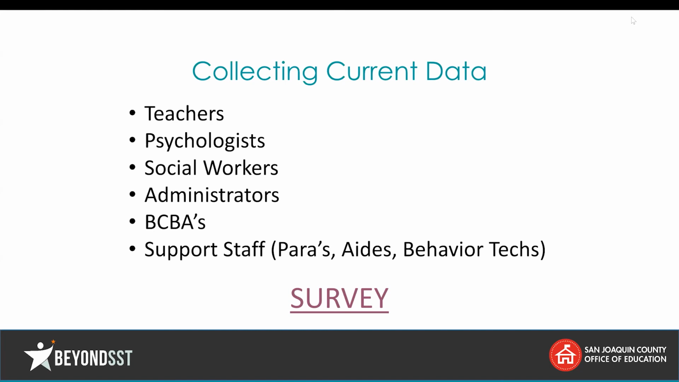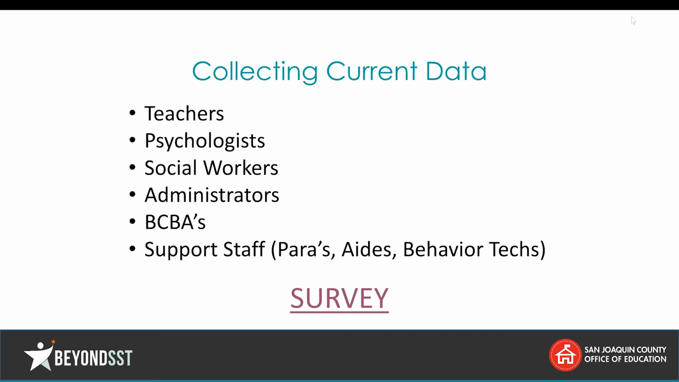So we asked for their email address. We asked what school site they're at. And then we asked them to list the academic interventions that they provided at their school, the behavioral interventions that were provided at their school, and the social emotional interventions that were provided at their school. This is how we started collecting our bank.